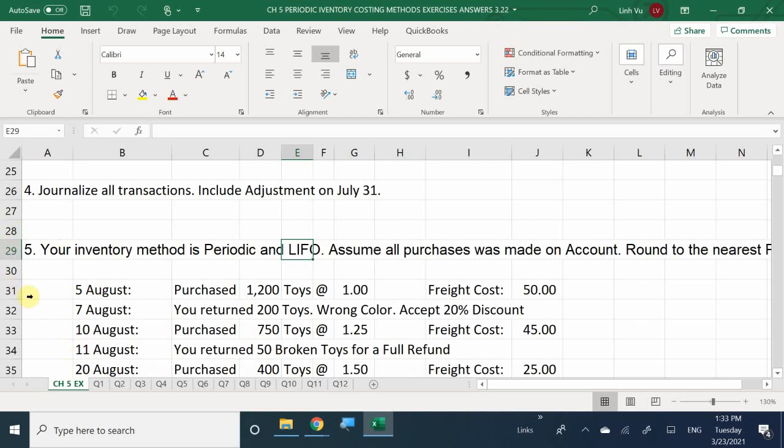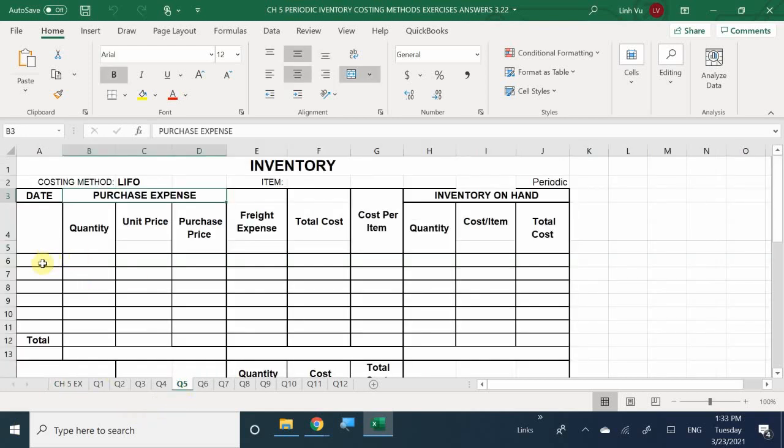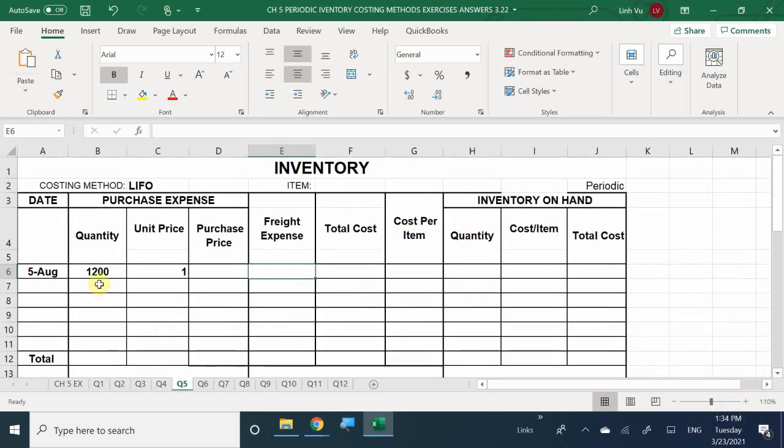So here, question number 5 on August 5th, okay? So we're assuming that we're starting from 0 once again. All right, so here, August 5th, you purchase a total of 1,200 toys at $1 each, with the freight costing you $50. Okay, so inventory worksheet. On August 5th, we purchased 1,200 toys at $1 each, with a freight costing you $50.